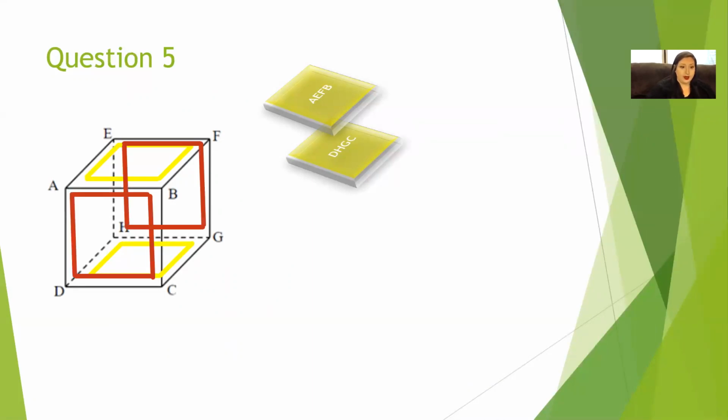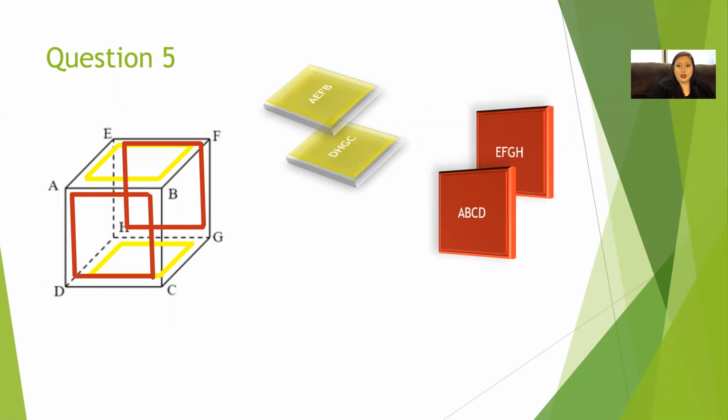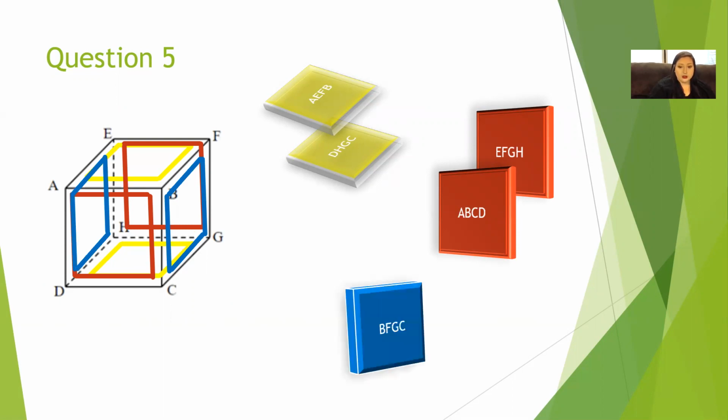Next, we'll do the front and the back, which we've done in red. If we look again at the letters that are in each corner of the squares that we've drawn, we've got A, B, C, D, and E, F, G, H. And lastly, we're going to do the sides, which we did in blue. So we got B, F, G, C, and A, E, H, D.